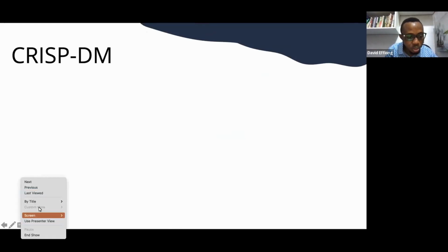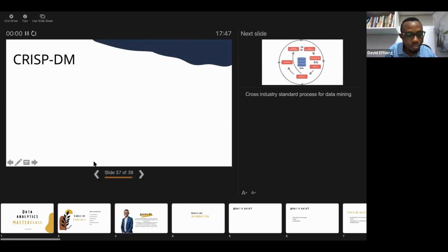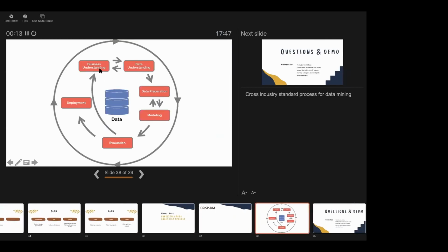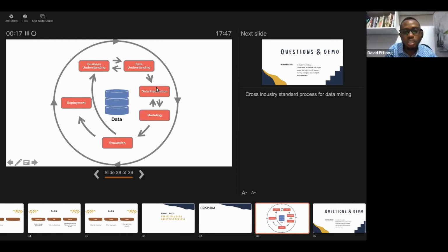And then deploy your data. So you understand your business, understand your data, prepare your data, model your data, evaluate it, deploy. Once you have evaluated and the evaluation is not right, you go back to understanding your business again. So perhaps it could be from your business understanding.